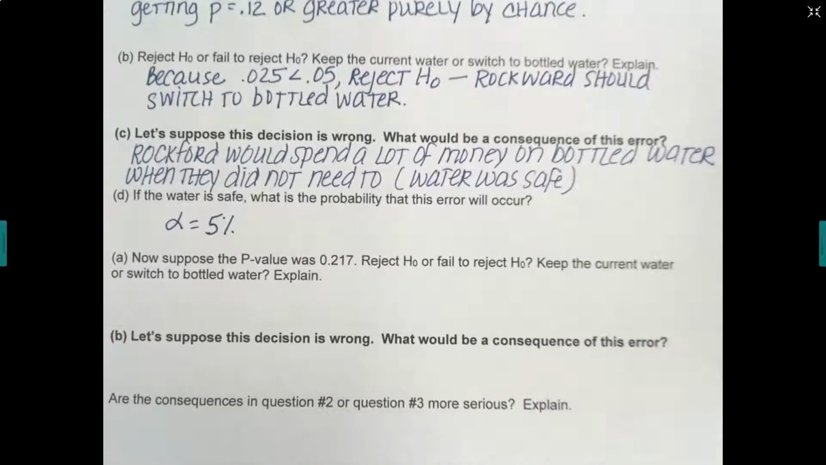But now suppose the p-value is 0.217. Would we reject the null or fail to reject the null? Keep the current water or switch to bottled? Same idea. Go ahead and think about what this would be. Stop the video and give it a try and come back and see.